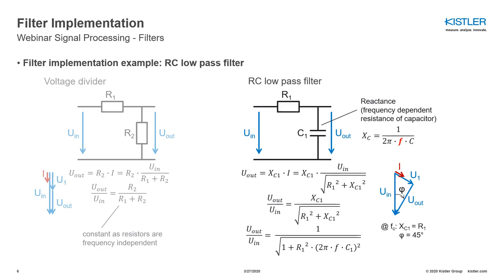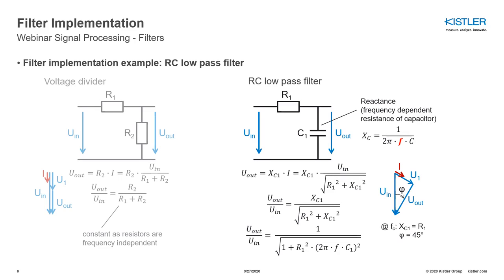I can do this by replacing resistor R2 with a capacitor C1. The resistance of this capacitor is defined as Xc, the so-called reactance. The reactance of this capacitor is 1 divided by 2 times pi times the frequency times the capacitance. And as you can see from the formula, the reactance or the resistance of this capacitor is frequency dependent. So that means when I'm increasing the frequency, the reactance of the capacitor is decreasing. Since the output voltage is still proportional to the resistance of the capacitor, this means also that the output voltage is changing with my frequency.